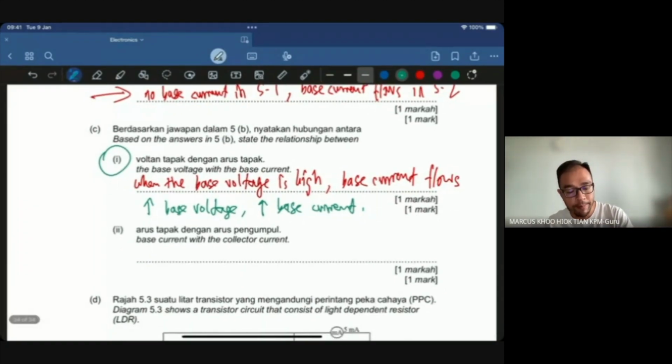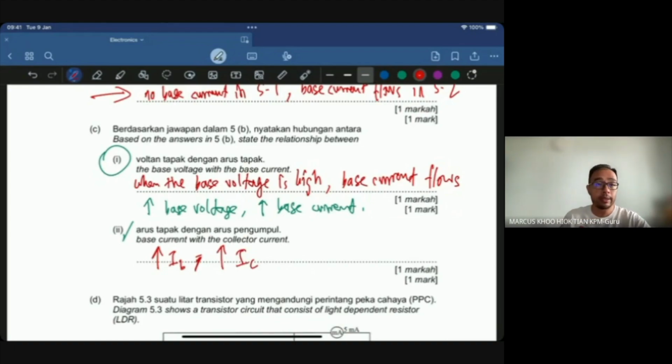Base current with the collector current. This one is definitely either way. Bigger base current, bigger collector current. I think that's it. Transistor switch on, bigger base current, bigger collector current.